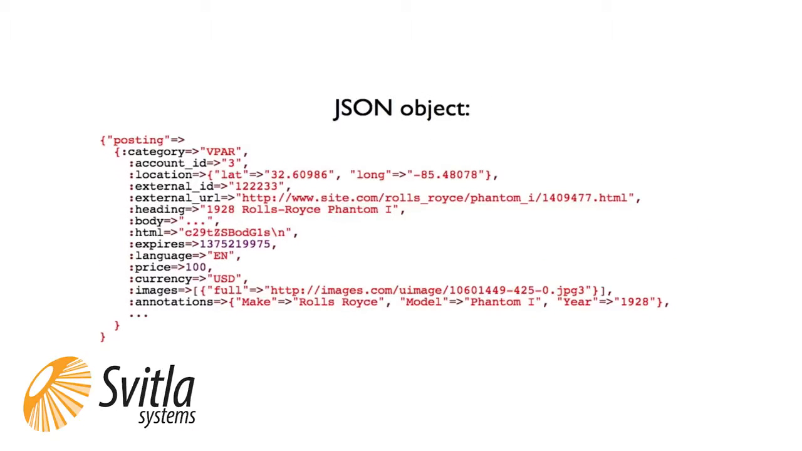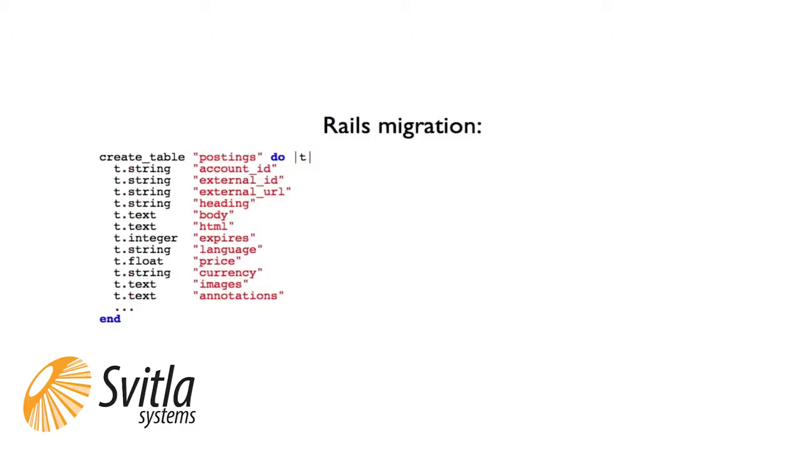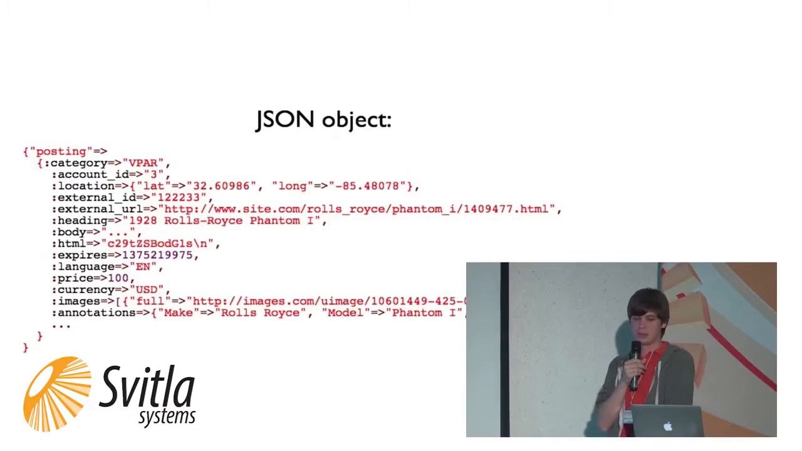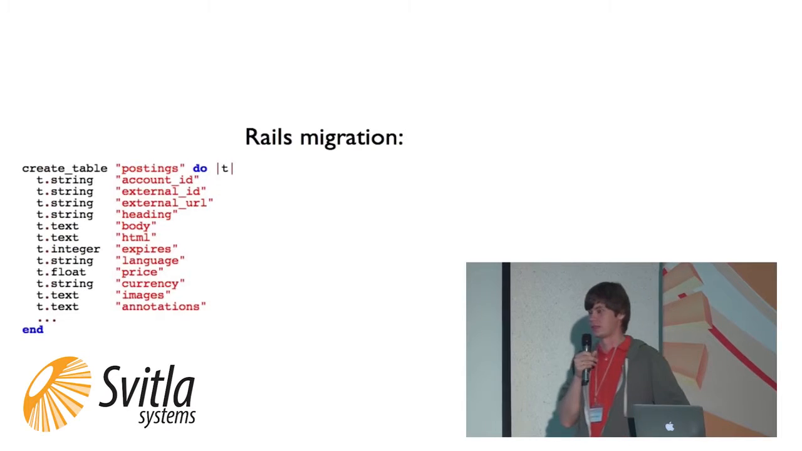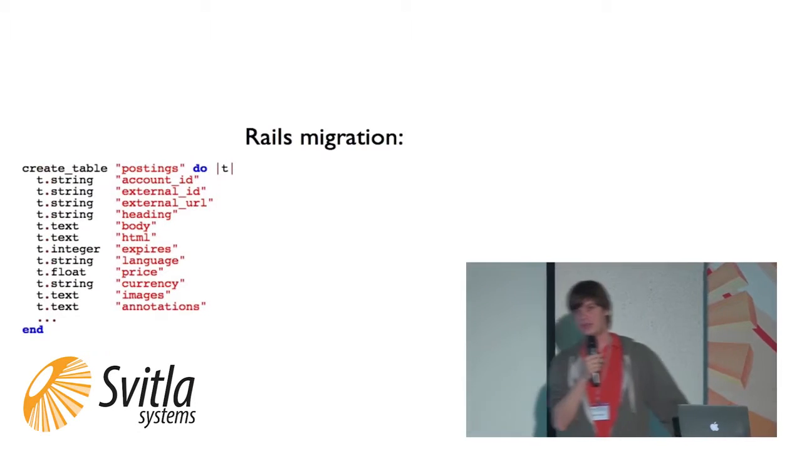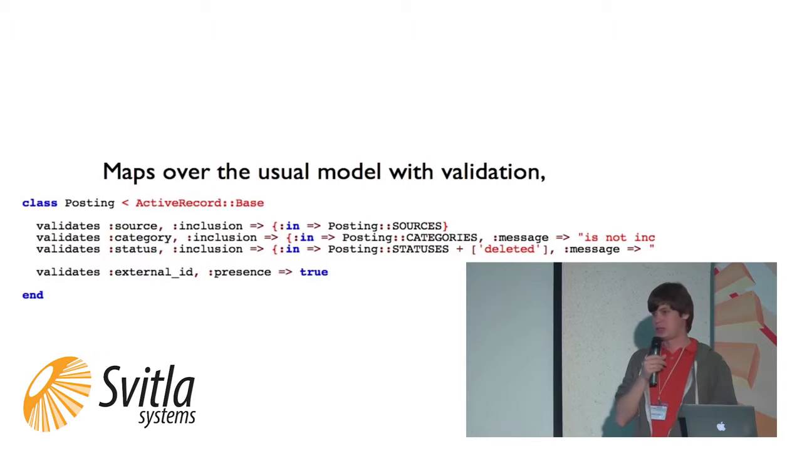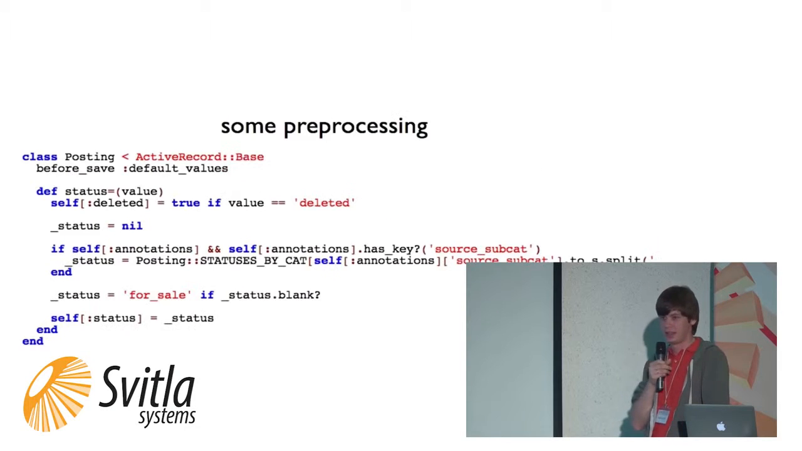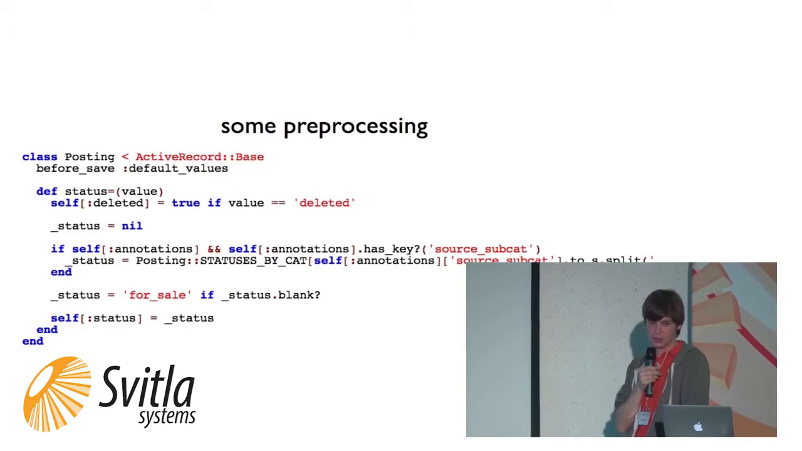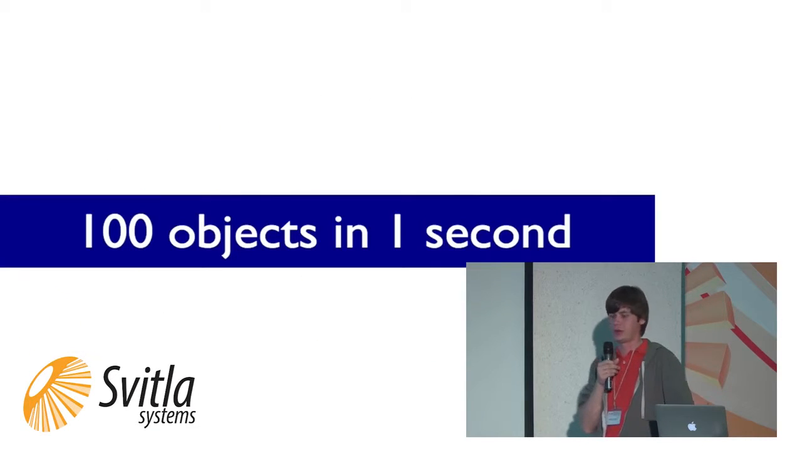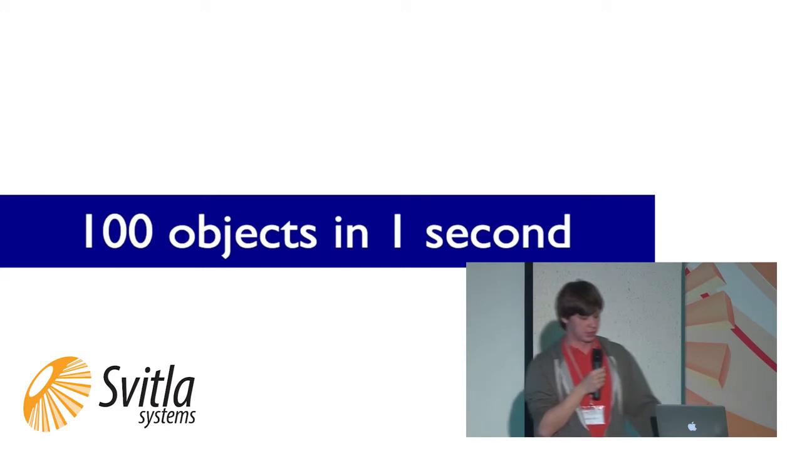This is how the JSON object looks. And this is the database. It's very similar. We just put these parameters into the same fields. And this takes like 7 seconds in Rails. What the heck? The model is just a usual model. It has validations, it has serializations, it has pre-processing to check values. We have the usual controller. Everything is just a usual Rails app.